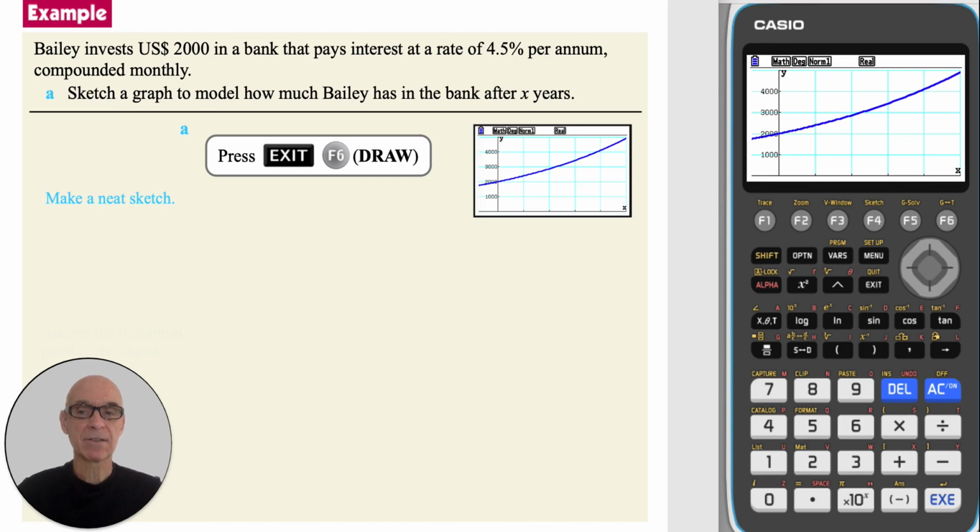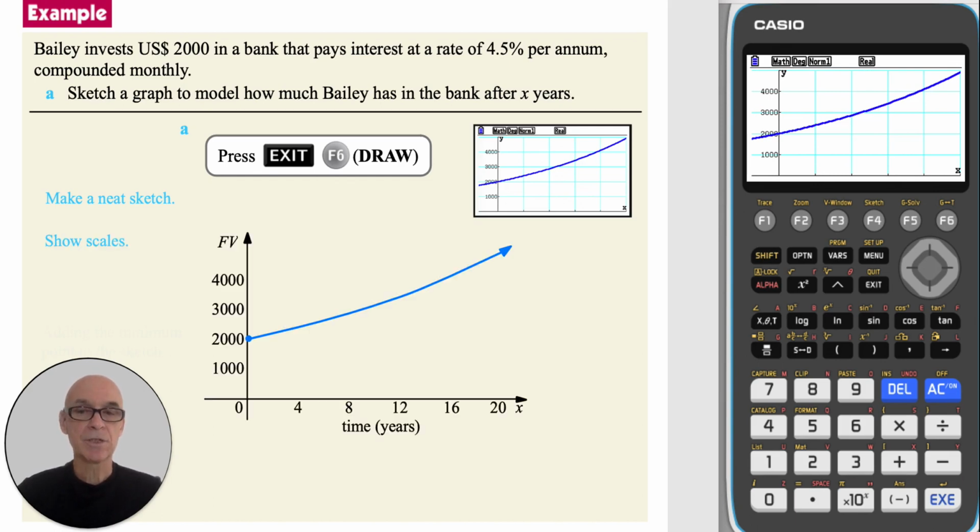Make a neat sketch. Show scales on the axes. Label the axes and identify the y-intercept.